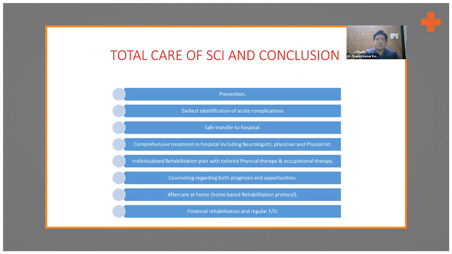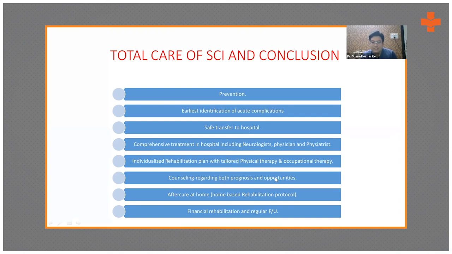Lastly, just to summarize, in the total care of spinal cord injury, prevention of complications is the best thing. So for that, you have to identify the acute complications at the earliest. During the transfer to the hospital, when the spinal cord injury has occurred, there should be a safe transfer, stabilizing the spine with the help of a Philadelphia collar, and comprehensive treatment in the hospital, including the neurologist, physician, and a physiatrist and his team, which comprises the physical therapist, occupational therapist, speech therapist, and vocational counselors and everything. So there's a team. Then an individualized rehabilitation program with tailored physical therapy, occupational therapy, and other team members' roles.